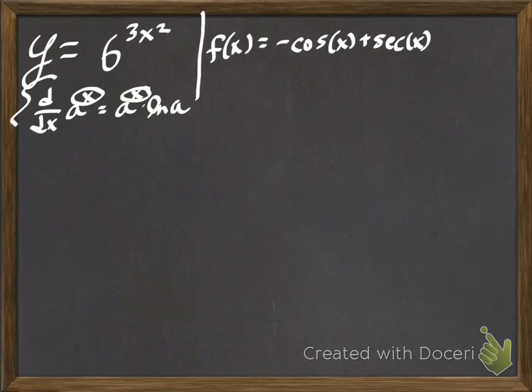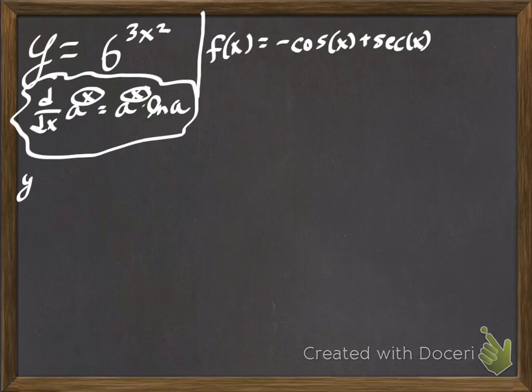So with this idea in mind, y prime, or dy/dx, whatever you want to call it, is going to be the same function, 6^(3x^2), times ln of 6. But since this thing has its own derivative, we're going to chain on 6x, because that's the derivative of 3x^2. So that's the chain right there. And that's really as simple as you can get it.